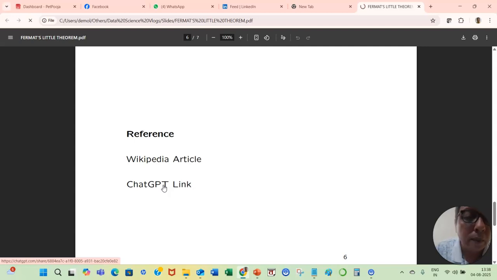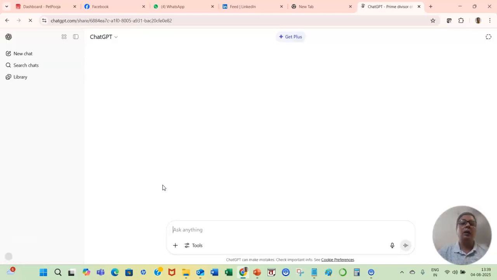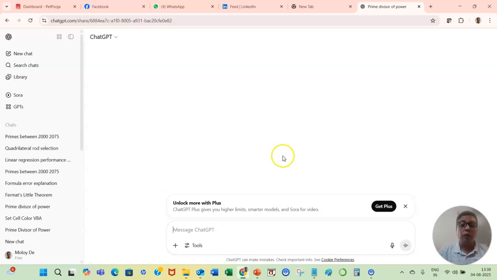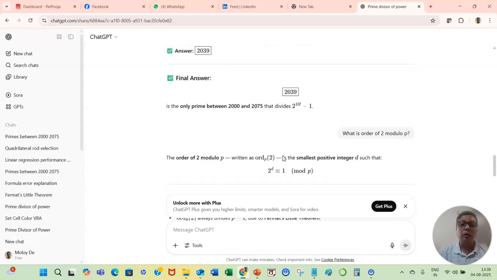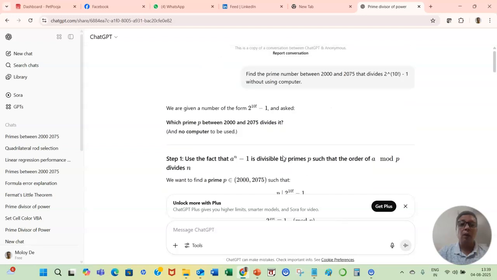ChatGPT gave a length of context, which is the proof of the theorem. Let us see into it. I gave the problem: find the number between 2000 and 2075 that divides 2 power 10 factorial minus 1 without using a computer.